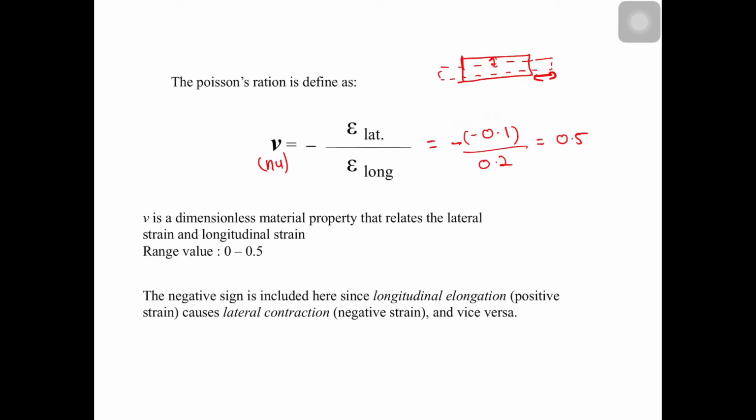So basically, Poisson ratio is the ratio of the lateral over longitudinal strain. This is strain. Remember, strain is elongation over original length.